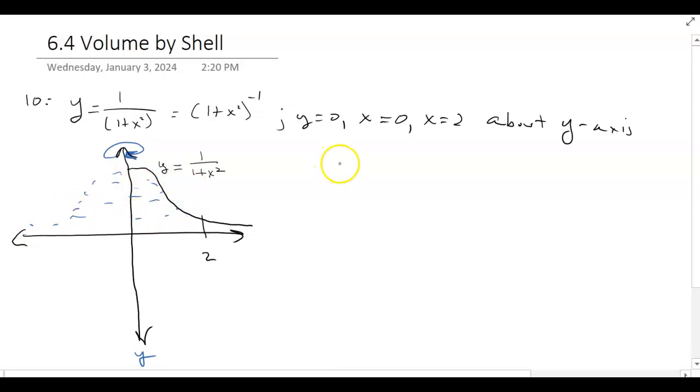I would have to get this function to look like, I'm just going to start moving it around, 1 over y. I just multiply both sides by y and then divide by 1 plus x squared. So x squared is going to be equal to 1 over y minus 1. What I'm doing here in blue, I don't suggest you write down because you're just going to run into a problem, and hopefully you'll see that problem pretty quickly.